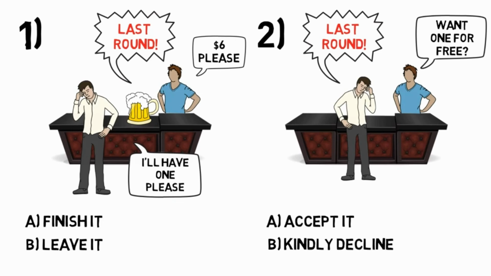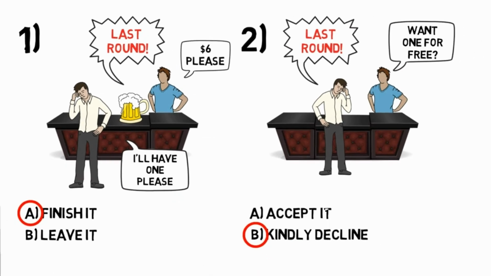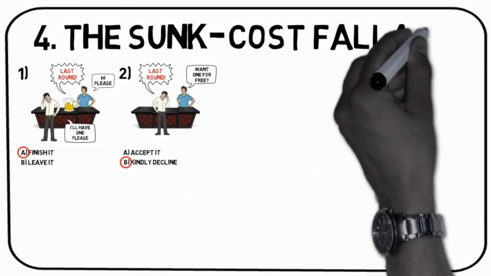Did you answer A to both? I don't blame you, I've been there myself. However, if you answered A to the first question and B to the second, you fell for the sunk cost fallacy, which is our 4th takeaway.